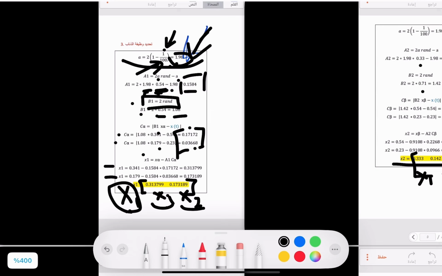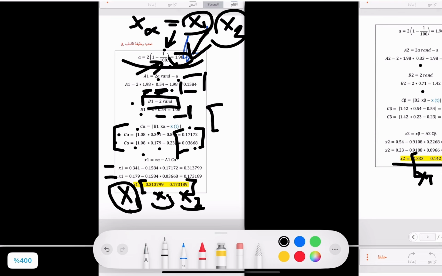For C alpha, we're going to multiply B1, the value that we got here, which is 1.08, as you can see, by X alpha. X alpha consists of X1 and X2, so we're going to have to replace one value for X1, one value for X2. This is why we have two equations. Or we can multiply by X alpha as a matrix and then put the value of X1 here and X2 here. And then our answer C alpha will also be in the form of a matrix, which will give us a value here and a value here.